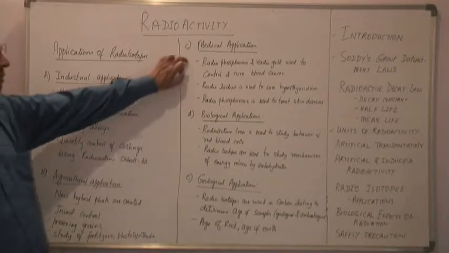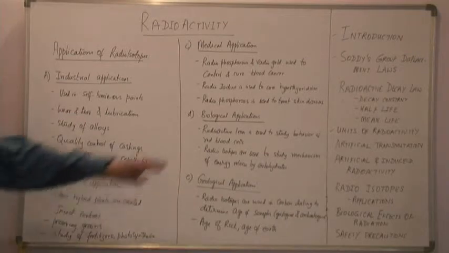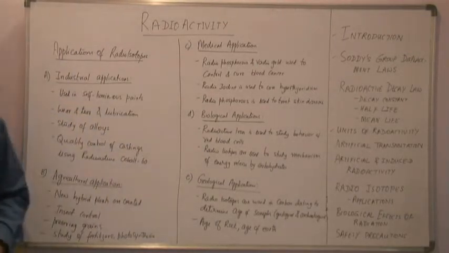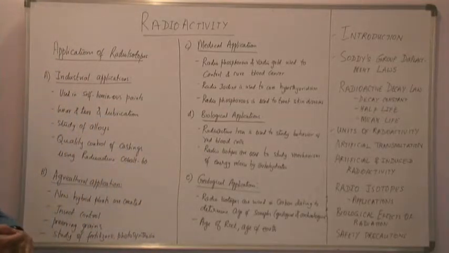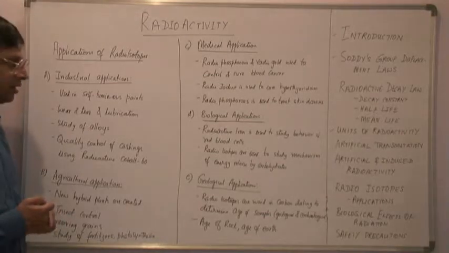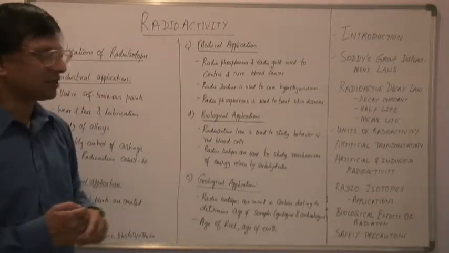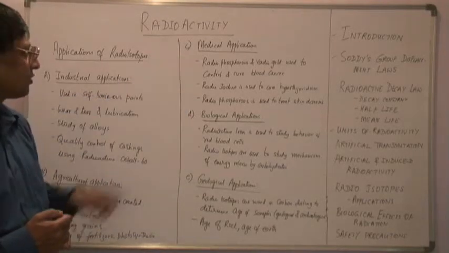Next, when it comes to medical applications, radiophosphorus and radio gold are used to control and cure blood cancer, also known as leukemia. Radioiodine is used to cure what is known as hyperthyroidism, which is basically an excess of iodine in the body. And then radiophosphorus is used to treat skin diseases. So this is about the medical applications of radioisotopes.